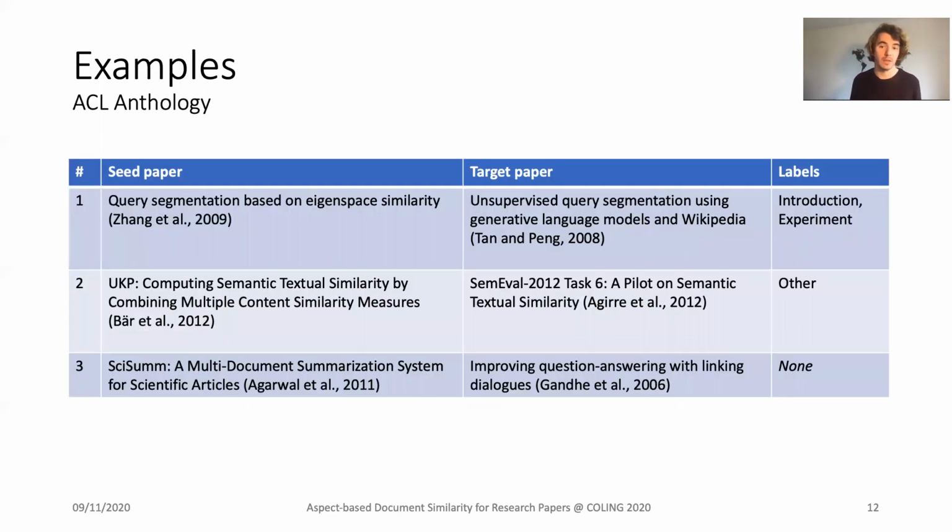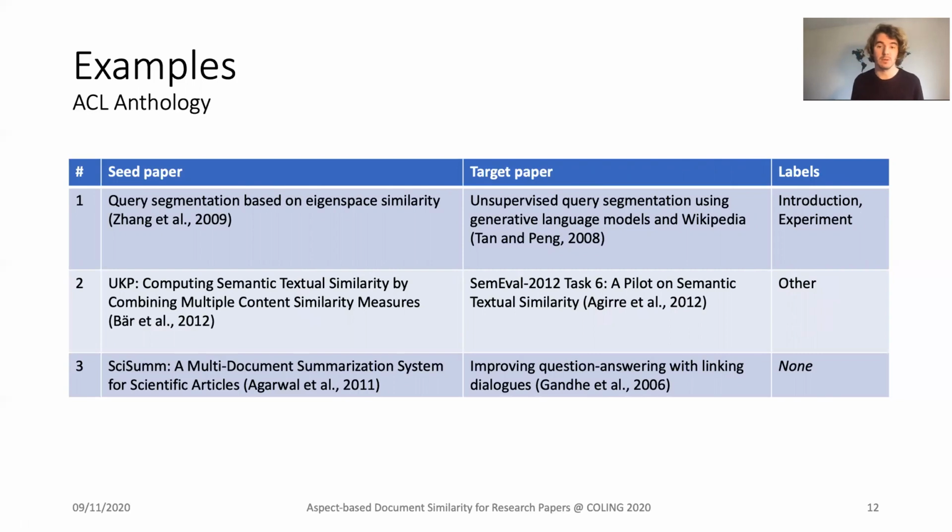And to illustrate this, let's look at some examples from the ACL Anthology corpus. Here the seed document is "Query Segmentation Based on Eigenspace Similarity". And that cites the target paper, "Unsupervised Query Segmentation Using Generative Language Models and Wikipedia". And the target paper is cited in the introduction and experiment section. And that's why we have the corresponding labels here. In the second example, the citation occurs in a section that is not part of our top 9 titles. So that's why we have the other label here.